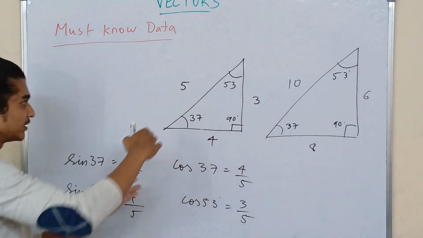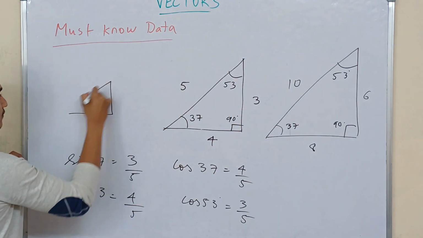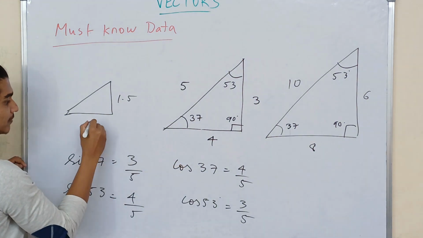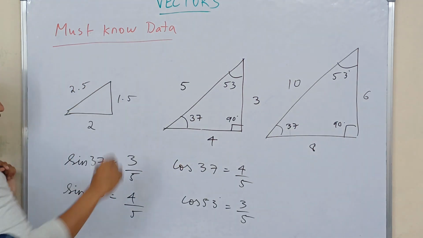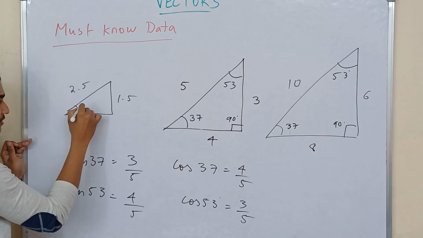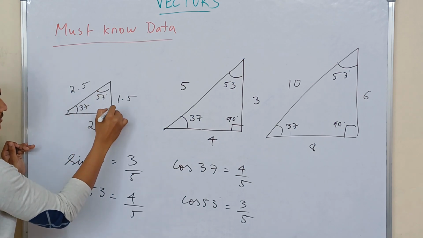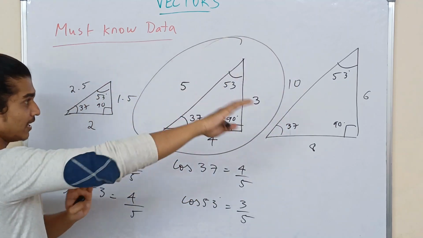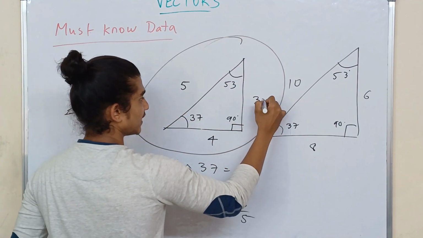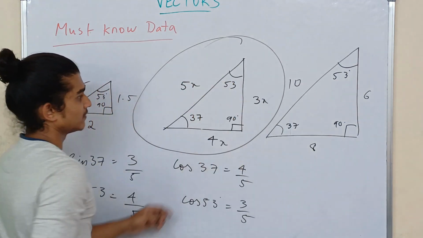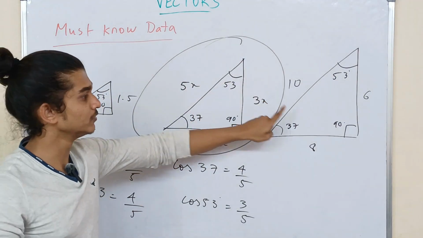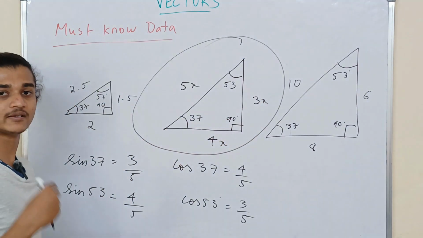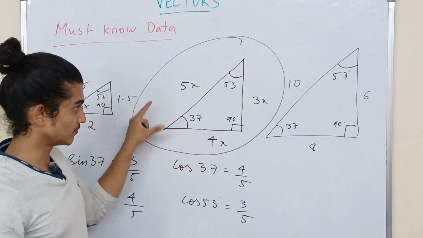Now what if I shrink this particular triangle by half? This value is going to be 1.5, this is going to be 2, this is going to be 2.5, and the angles also stay the same: 37, 53, and 90. So the main triangle which you need to remember is only this one, and the rest are ratios. Suppose I simply write x. If you multiply x by 2, you get this triangle. If you multiply x by 0.5, you get this triangle. Similarly, you can create thousands of different triangles from this particular triangle.